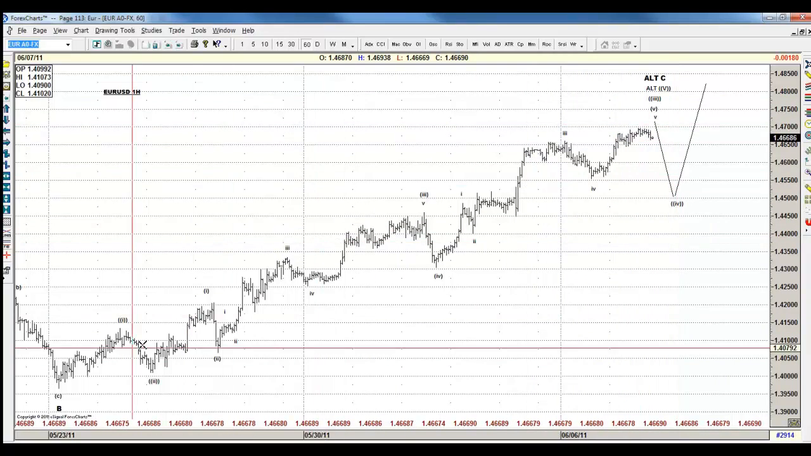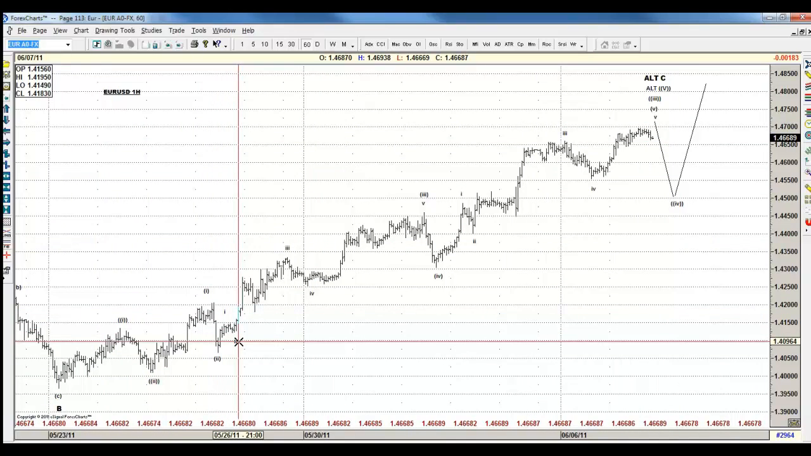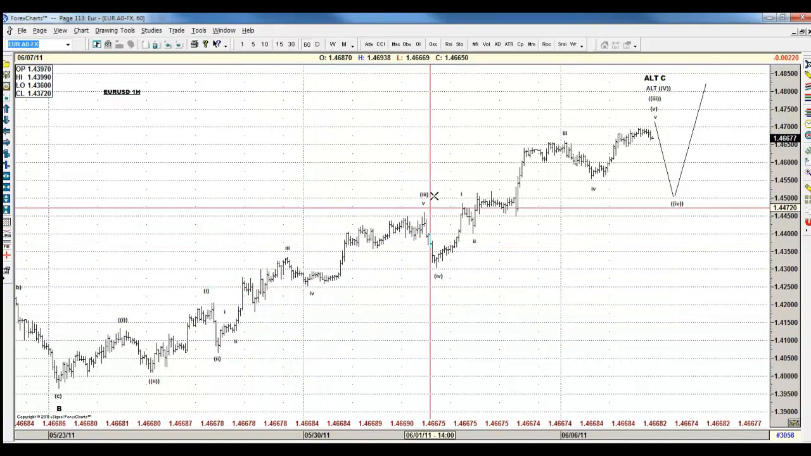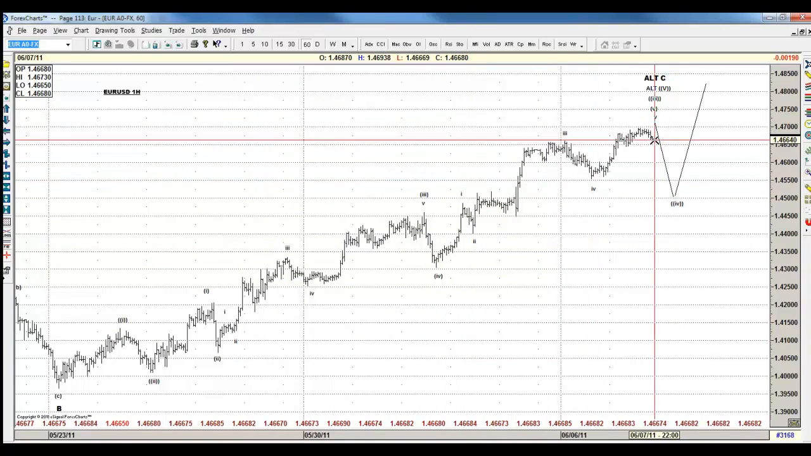How are we labeling? We're labeling like this: 1 2, 1 2, 1 2, then 3 4 5. This is 3 and 4. 1 2 3 4 5. Now, I want to be clear, guys, that the high we got today can be the case that that's the top. I want that clear. I'm an extreme Fibo guy, guys. I always go with my Fibos.